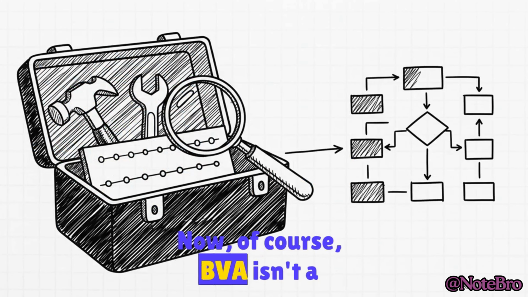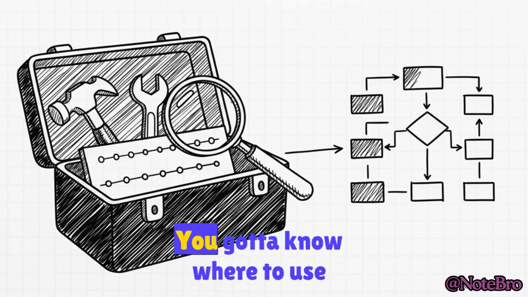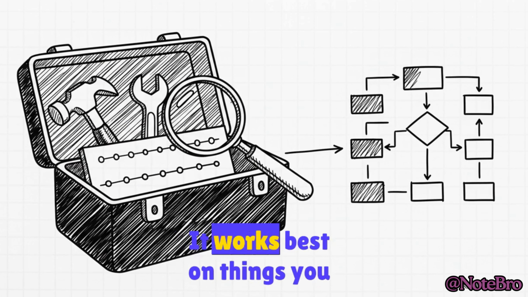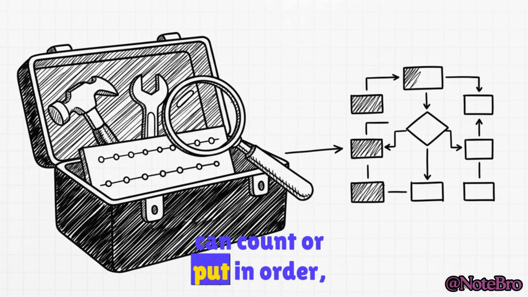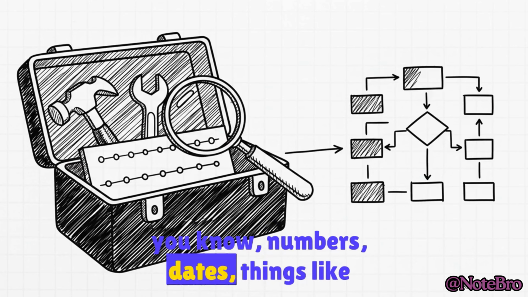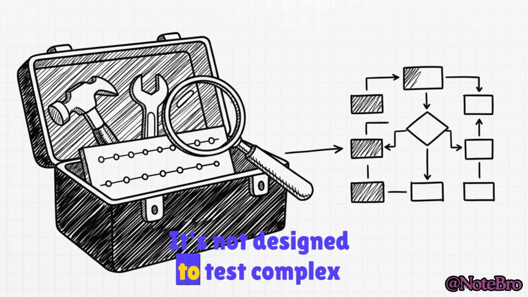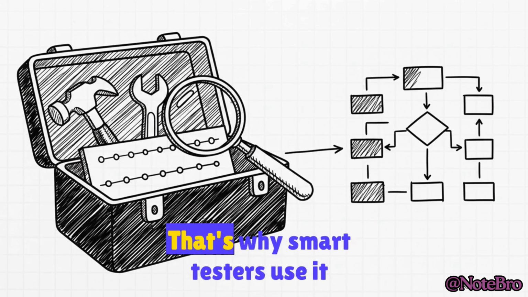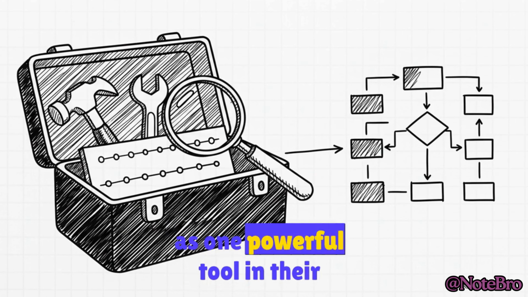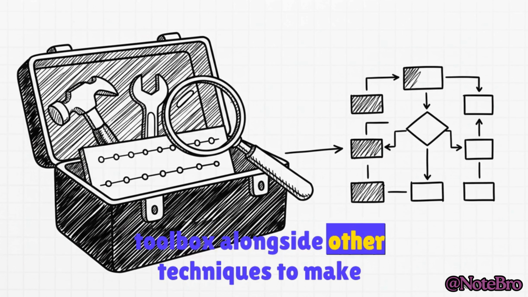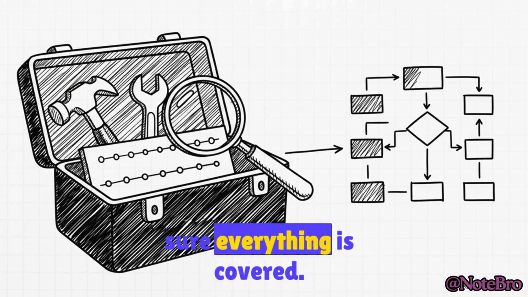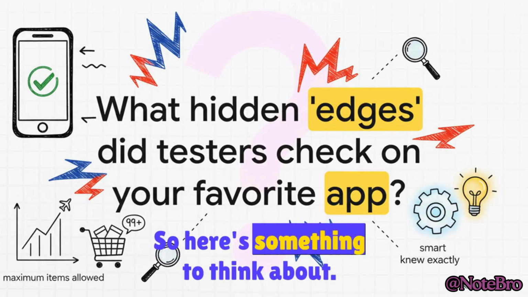Now, of course, BVA isn't a silver bullet. You gotta know where to use it. It works best on things you can count or put in order, numbers, dates, things like that. It's not designed to test complex business rules. That's why smart testers use it as one powerful tool in their toolbox, alongside other techniques to make sure everything is covered.